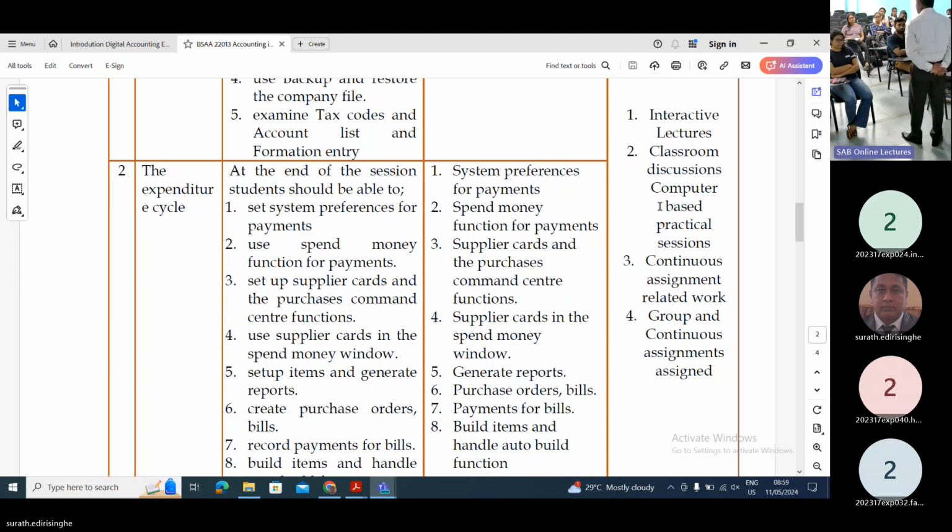Separately, we will provide the computers to you. If you have any laptop, you can log in with your own laptop. No issue. Data will be provided by them. You can manage and maintain your accounting system in your laptop. No issue. So anyhow, from week number 2 to week number 14, continuously we will have practical discussion.